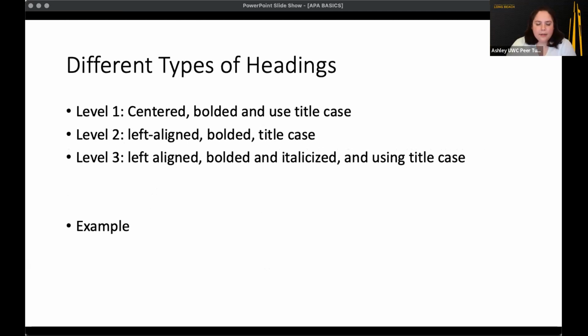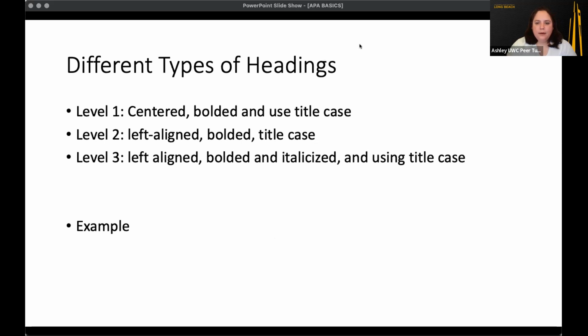So how do you organize your papers? There are different types of headers. There are 3 levels of headers. The first one is centered, bolded, title case, and we'll look at an example right now. The second one is left aligned, bolded, title case. And then the third one is all of the above with italics. So what does it look like?